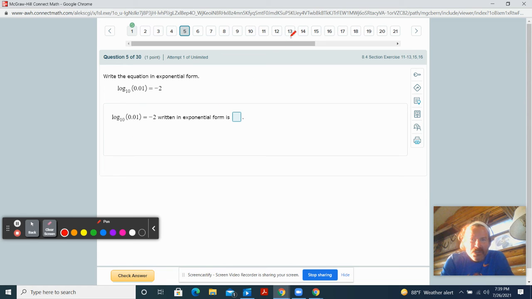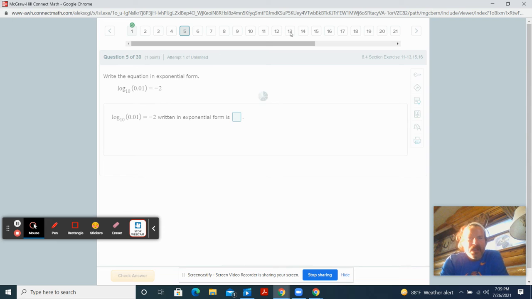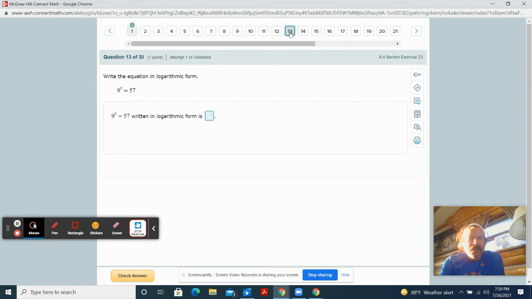Now, starting on 13, they give you an exponential equation, and they ask you to write it in log form. So the first thing you should write down is log, short for logarithm. And we have to put the base in here, right? Well, what's the base here? What's the base of this? The base is 9.